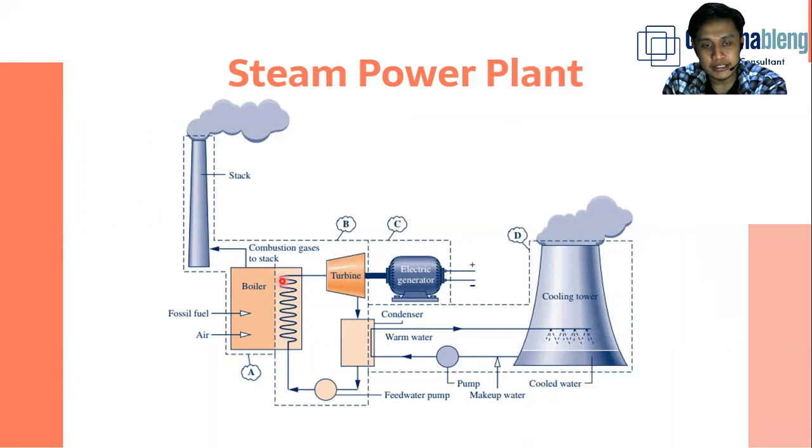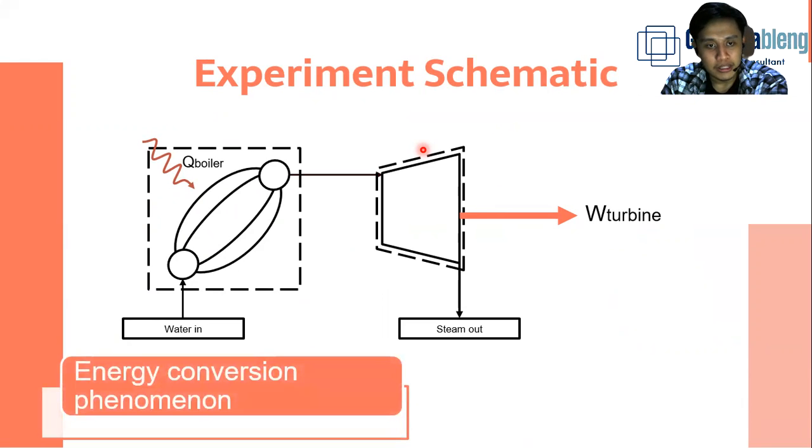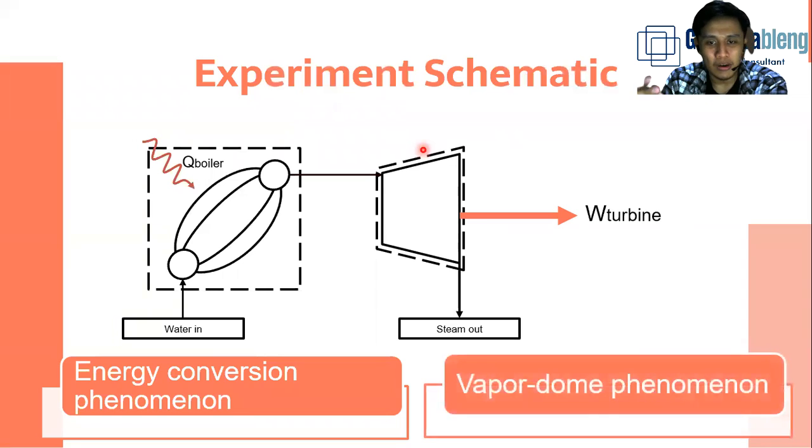But in this experiment, I will use an open loop system. I will only use the boiler and the turbine and generator. Something like this for the experiment schematic. I use a kettle as the boiler and a micro hydro turbine for the turbine. In there, we will talk about energy conversion phenomenon and vapor dome phenomenon.